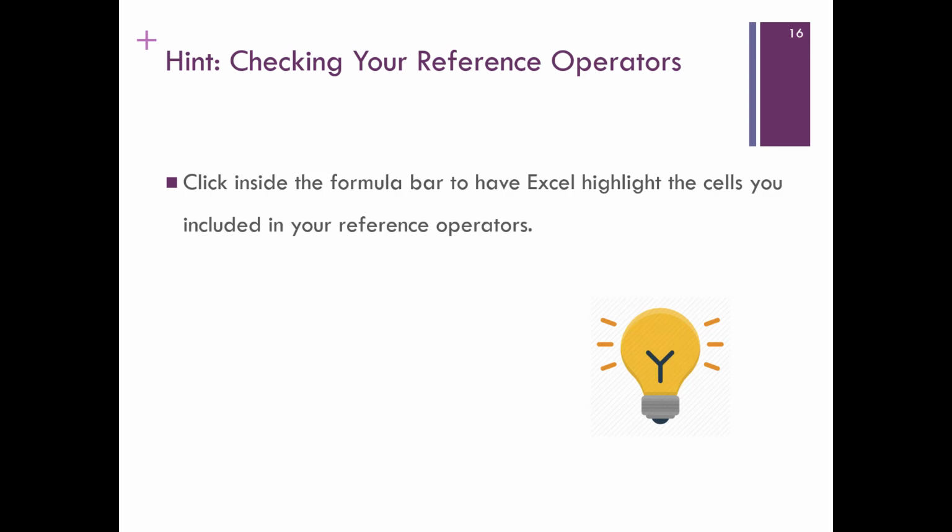Now here's a good hint. Let's say that you're writing your functions and you want to check your reference operators to make sure that they're selecting the correct cells. What you can do is click inside the formula bar to have Excel highlight the cells that you included.